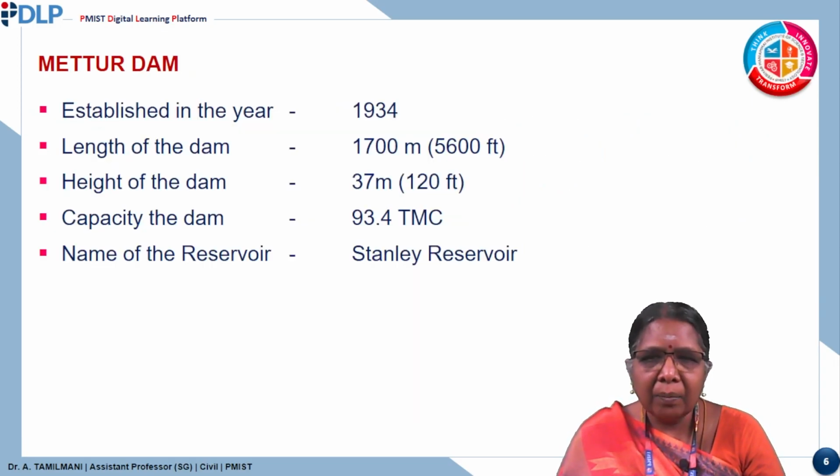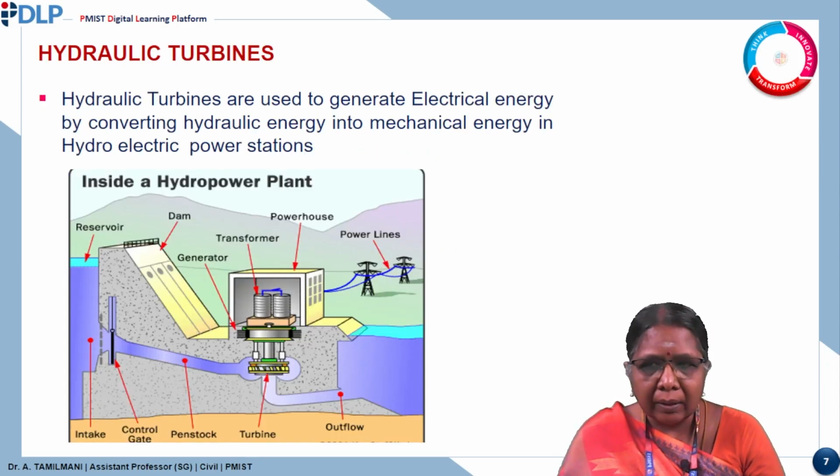This Mettur Dam was established in the year 1934. The length of the dam is 1700 meters, and the height of the dam is 37 meters. The capacity of the dam is 93.4 TMC, that is, thousand million cubic feet. The name of the reservoir, that is the water storage area, is called Stanley Reservoir.